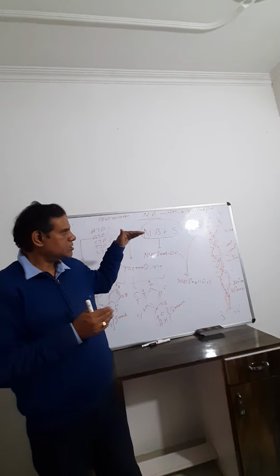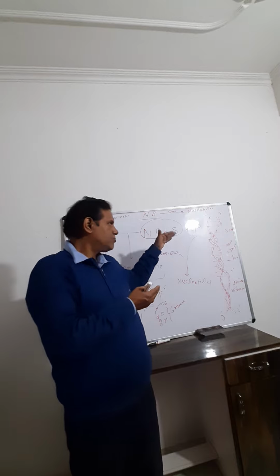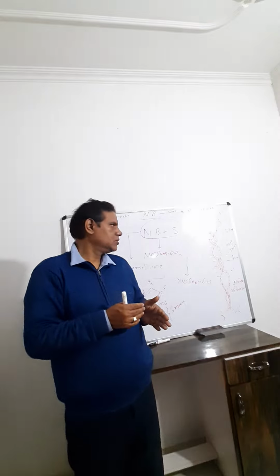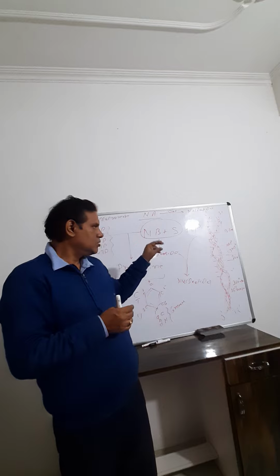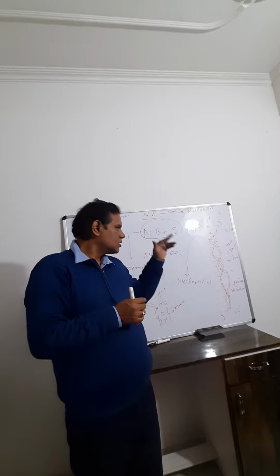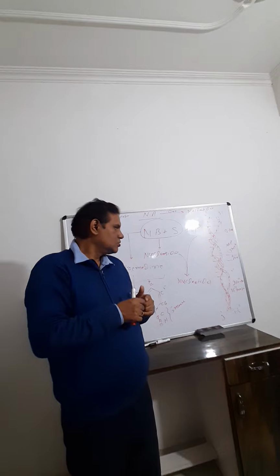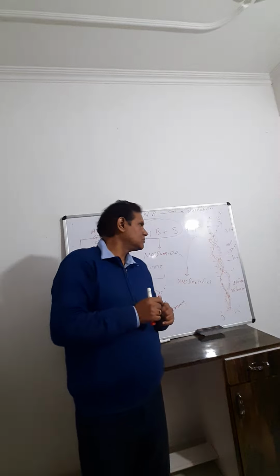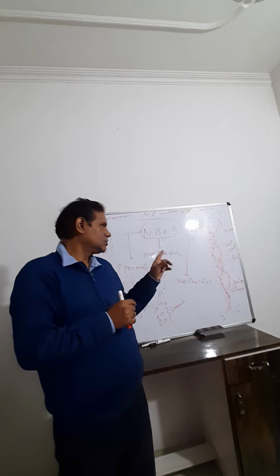And 10 base pairs make up one pitch, and the total distance of 10 base pairs is 34 angstrom. In 34 angstrom, 10 base pairs are present. So the distance between base pairs is 3.4 angstrom. And 10 base pairs total 360 degrees, because that is one pitch. So a 36 degree angle is present between base pairs. So these are the data. That is B-DNA.